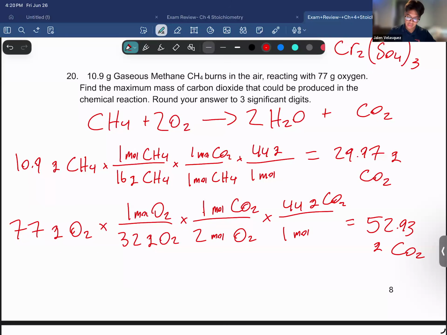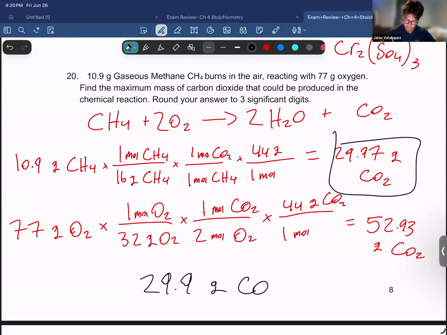And so the maximum mass we can make is the 29. And I said to round it to 3 sig figs, so you'd say it's 29.9 grams of CO2. Okay, and that's all for exam 3 on stoichiometry.